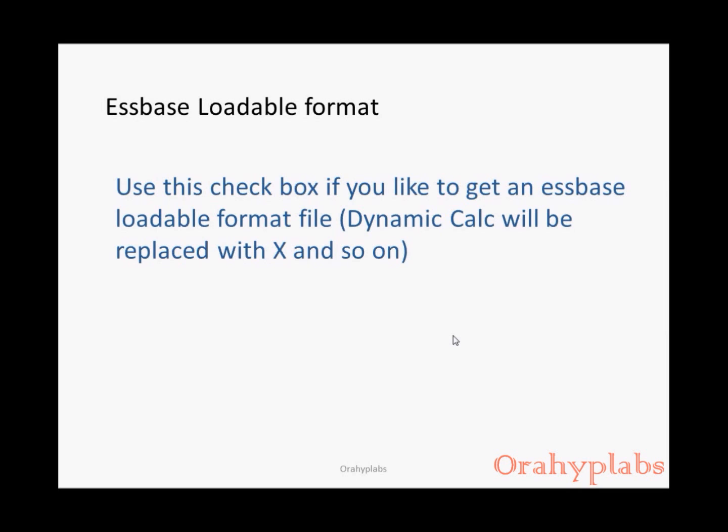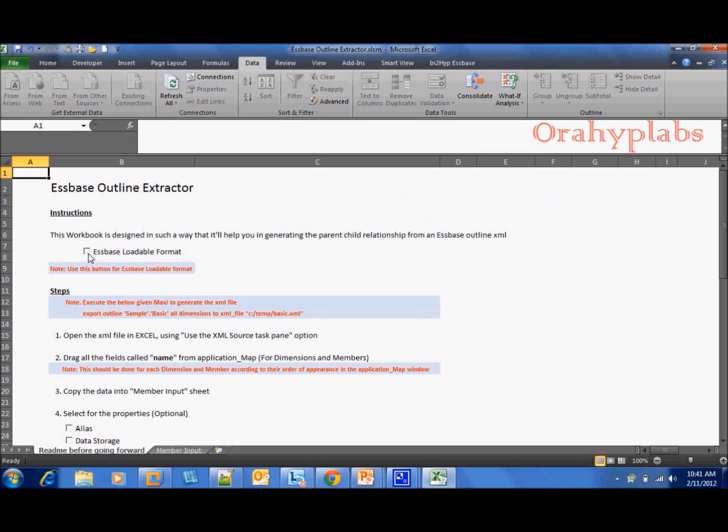What that means is if you don't use the function, all the dynamic calcs and never share will be named as dynamic calc and never share itself. But when you use this function, the dynamic calcs will be replaced by X, never share will be replaced by N, and all the other properties. So you can use the checkbox. When you enable the checkbox, the file that will be created will be of Essbase loadable format.